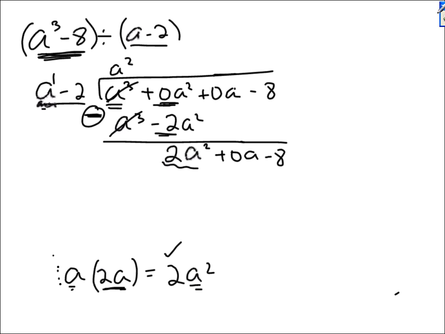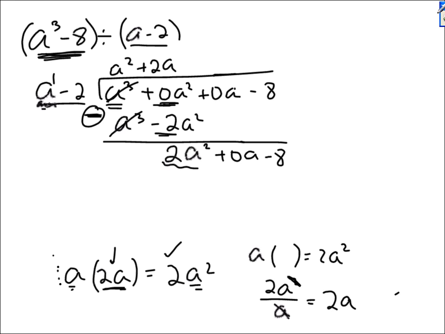Or, if somebody asks you a times what gives you 2a squared, what they're really asking is, what is 2a squared divided by a? Well, 1a in the bottom kills off one of the a's in the top, so there's only one a left on the top, and you get 2a. Just like we got before. And 2a is positive. Positive 2a.